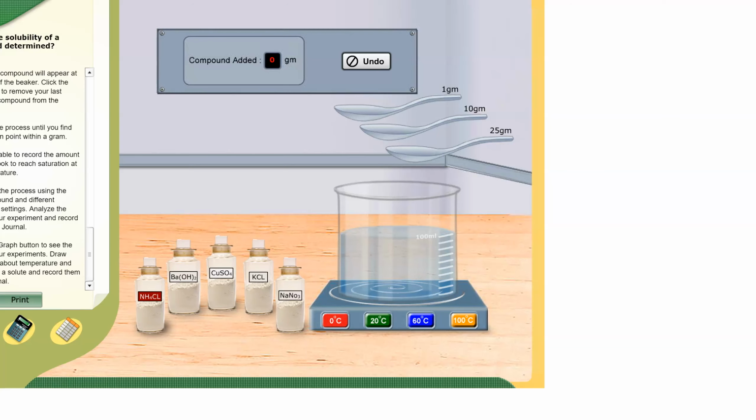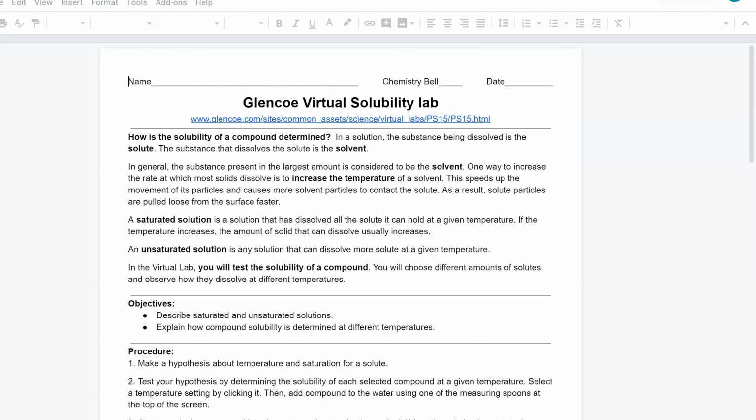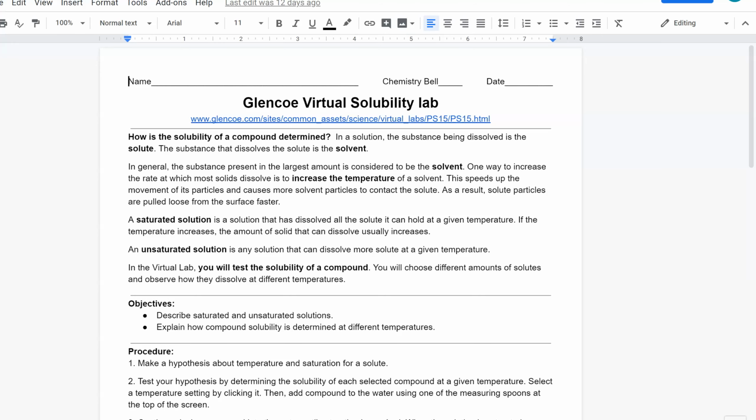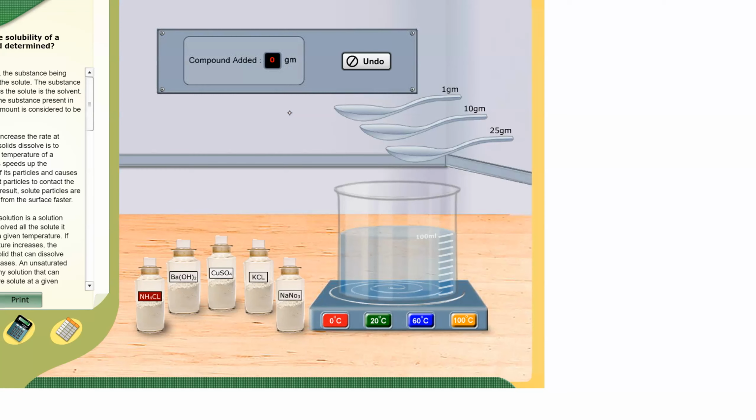Okay, so how do you find all the resources? In our PowerPoint, I have a link to the lab worksheet, so if you didn't get a paper copy, you can pull up a digital copy and print it at home, or just copy the questions onto scratch paper. You can click right from that copy, or you can click here on the slide. This will link you to the Glencoe Virtual Solubility Lab, and it has some fun sound effects.